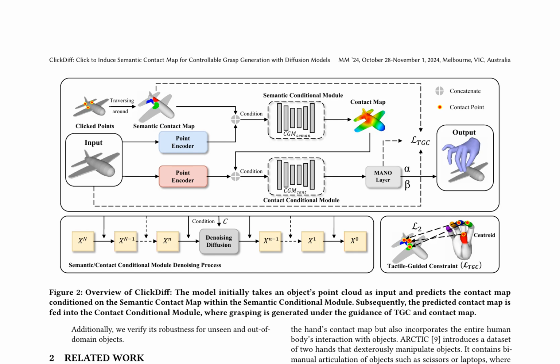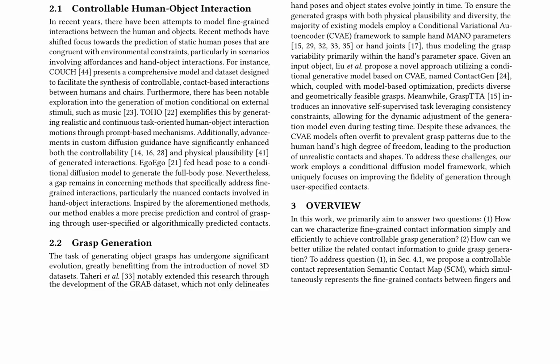Recent methods have shifted focus towards predicting static human poses that are congruent with environmental constraints, particularly in scenarios involving affordances and hand-object interactions. However, a gap remains in methods that specifically address fine-grained interactions, particularly the nuanced contacts involved in hand-object interactions. To address this, the authors propose a controllable contact representation called the Semantic Contact Map, SCM, which simultaneously represents the fine-grained contacts between fingers and objects.